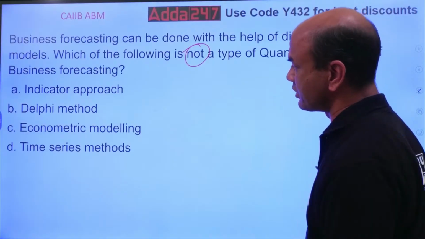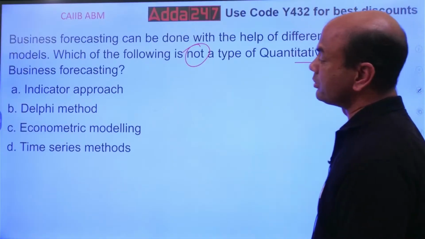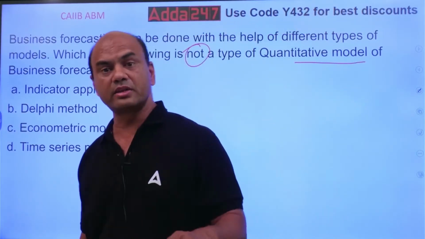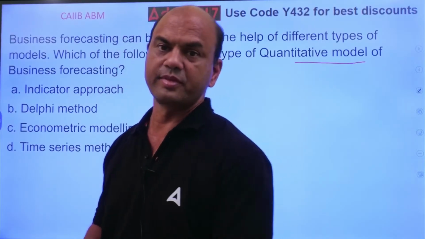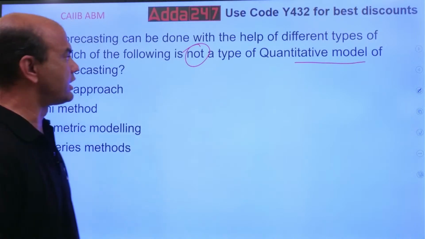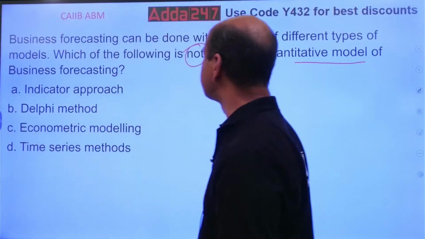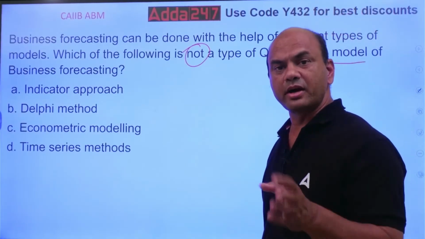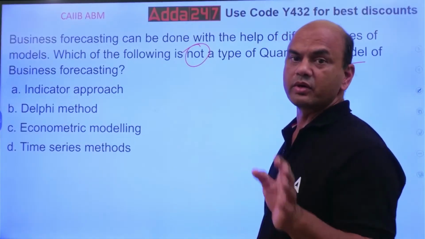Indicator approach, Delphi method, econometric modeling and time series method. So which of them is not the method of quantitative? Yeah, think over it, everyone. So think over it. Here, business forecasting can be done using both the methods. Okay, different types of models means what? It is quantitative and qualitative, both. Now you want which of them is not the type of quantitative model? Firstly, which of them are in quantitative and qualitative model?